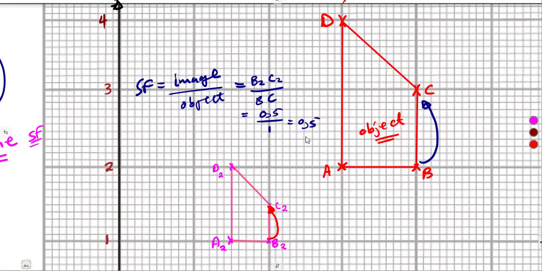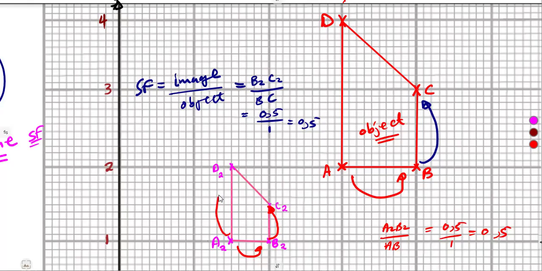But we are not done because it is supposed to be the same. Here is a test that you're supposed to do. You do the same thing from A2, B2 to what? Corresponding to AB. They must correspond. A2, B2, AB. So if we check that one, A2, B2 image over what? Over object. A2, B2, that's 0.5. The object is 1. So it is going to give us the same answer, 0.5.